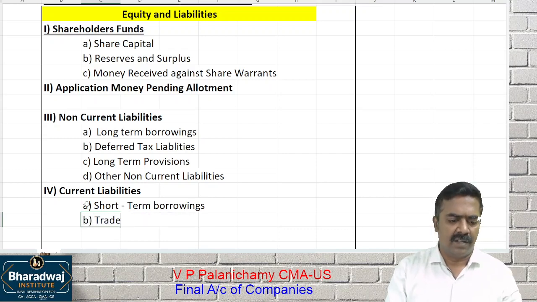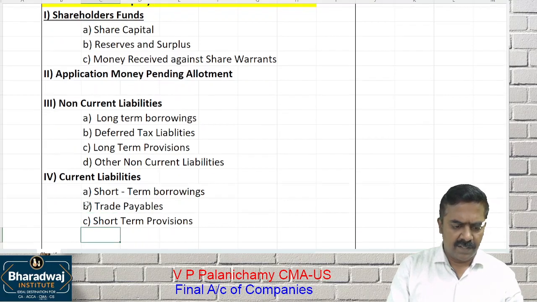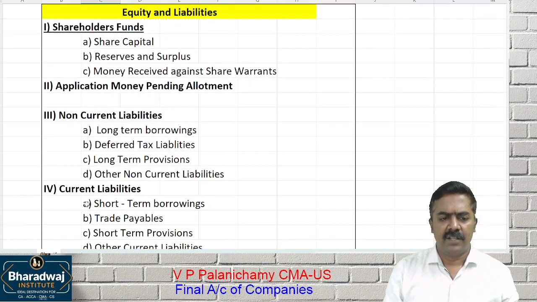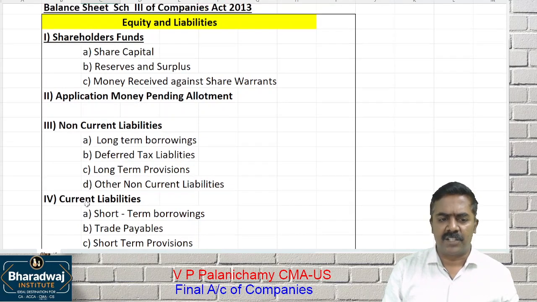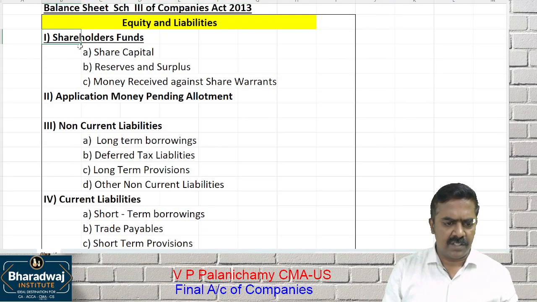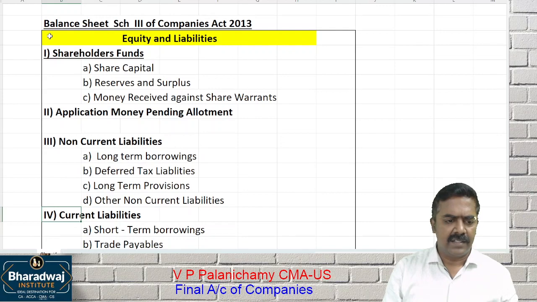We call it as which one? Trade payables. Short-term provisions. Then other current liabilities, if any, we'll record it. So if you look at the liability side, it has 4 major headings. What are the 4 major headings? Shareholders funds, application money pending allotment, non-current liability, and which one? Current liability.